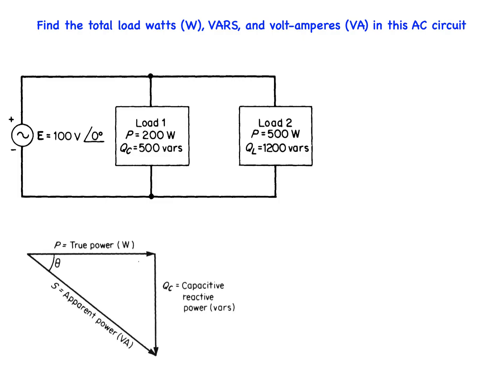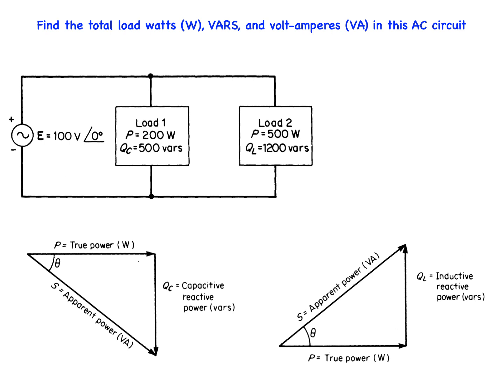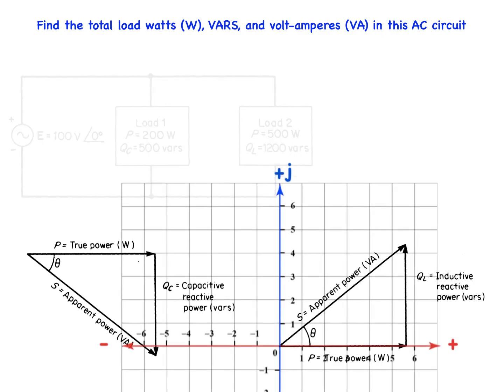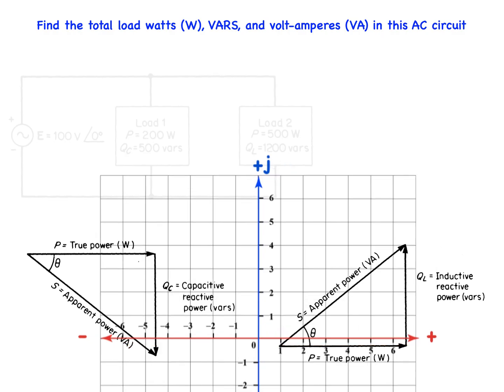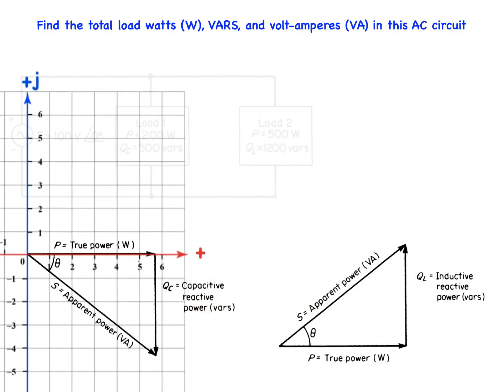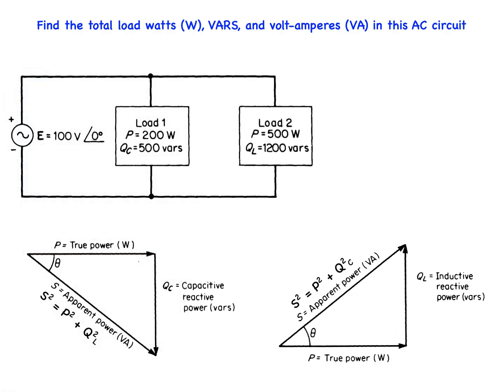These show power triangles for AC circuits. Power triangles are drawn in the following standards. Inductive reactive power is drawn in the plus J direction, and capacitive reactive power is drawn in the minus J direction. By applying the Pythagorean theorem to either of these power triangles, volt amperes may be calculated. That is, S squared is equal to P squared plus QL squared, or QC squared. This equation can be applied to any circuit.